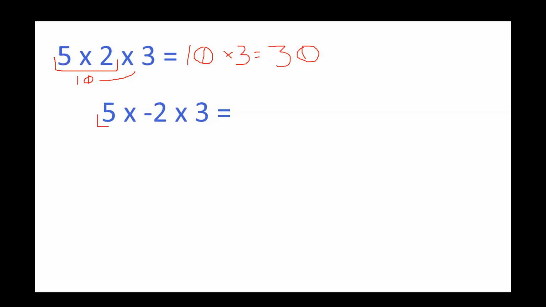Our first pair here is 5 multiplied by negative 2. Since one number is negative and the other is positive, the answer must be negative. Then we take that result and multiply it by the rest. Negative 10 times 3. Again, one number is negative and the other is positive. The signs disagree, and that is a negative experience.